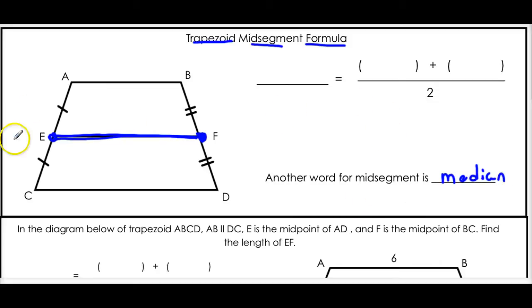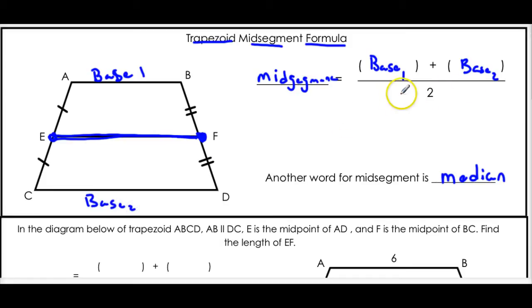Now to find the length of a midsegment, this is the formula that will help you out. The midsegment, that's an S, is equal to the base 1, the top base, plus the second base, we'll call this base 2, divided by 2. So if I add these two bases and I divide it by 2, that will tell me what the length of my midsegment is, or my median.